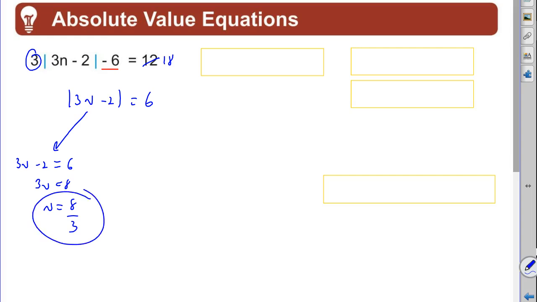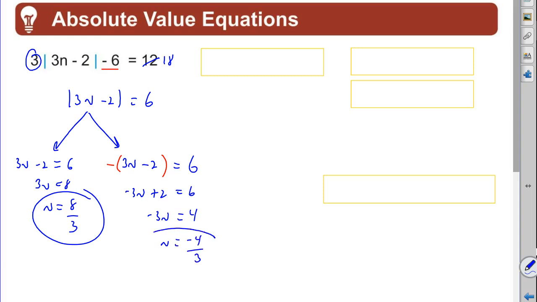There's one solution. Second solution, I teach to put a negative in front and a parentheses. Now the other way to teach this is put the negative on the other side. But I do this for the purpose of inequalities. It's the same concept. All right, when you distribute the negative, negative 3n plus 2 equals 6. Add a negative 2 to both sides, and we get negative 3n equals 4. Divide both sides by 3, and n equals negative 4/3. And there are two solutions to that absolute value equation.